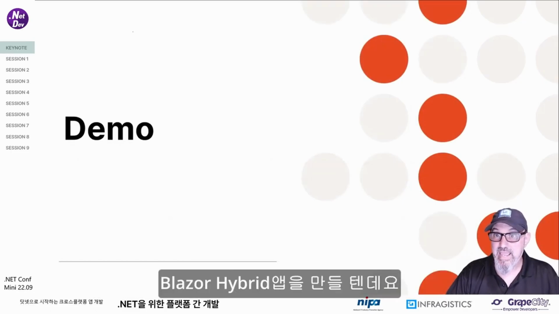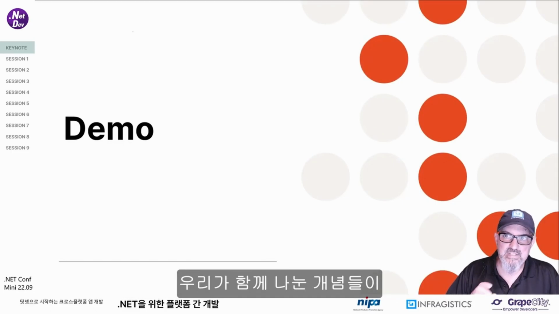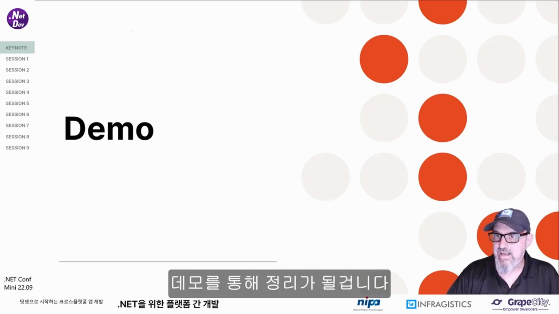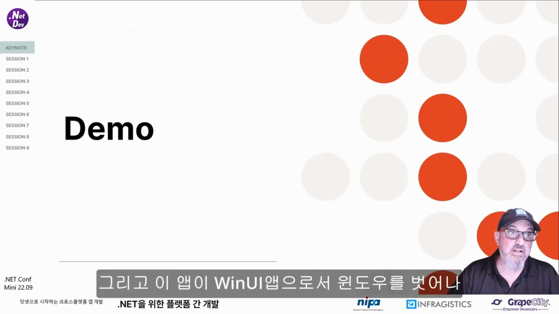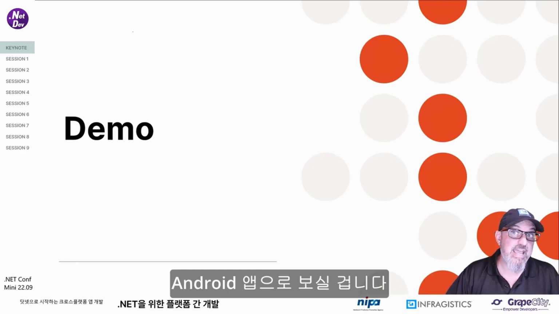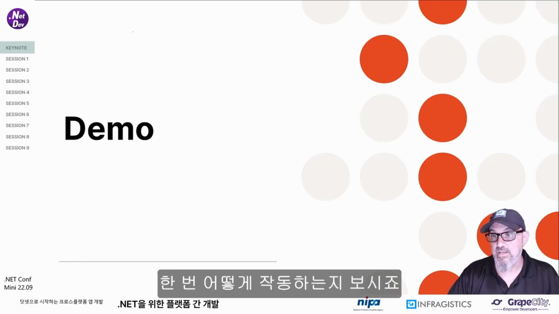So let's take a look at a demo on how easy it is to build this type of application, a Blazor Hybrid app, and it'll tie together some of the concepts that we talked about, and we'll be able to see this run on Windows as a WinUI app and as an Android application. So let's take a look at how we can put this together.